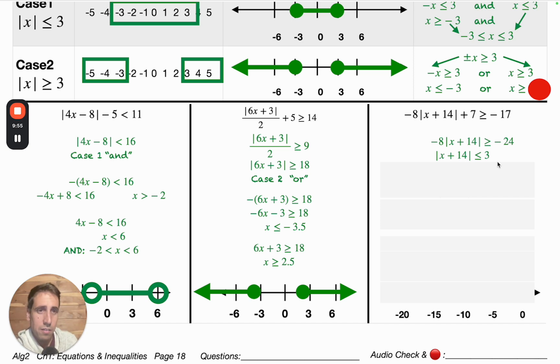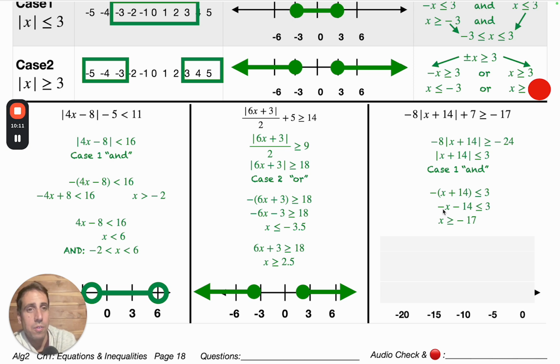Let's confirm that. We're going to replace the absolute value with plus or minus, and here's the negative version. Negative of x plus 14 is less than or equal to 3. Distribute, solve. Notice we're going to flip the sign back again because after we add 14, we have to multiply or divide by negative 1. And then we get x is greater than or equal to negative 17. That's going to be one boundary point.